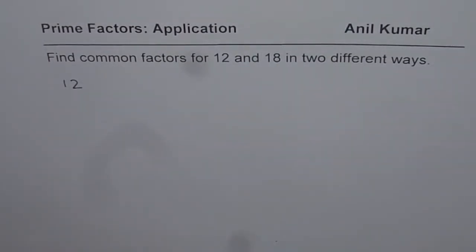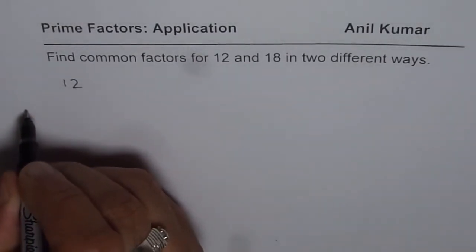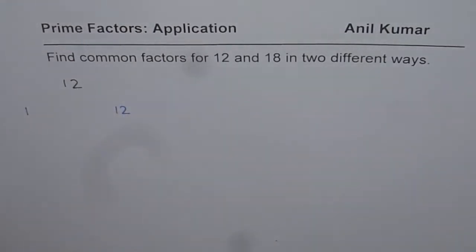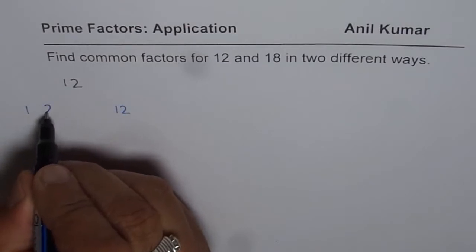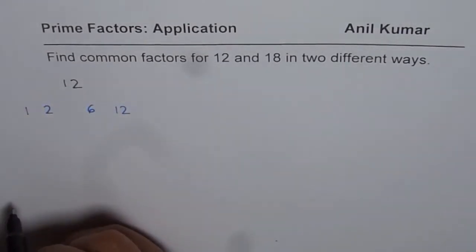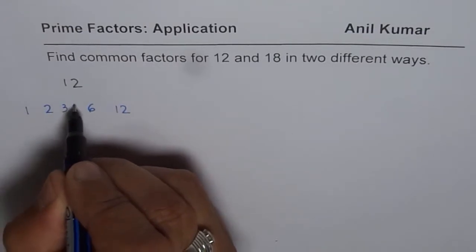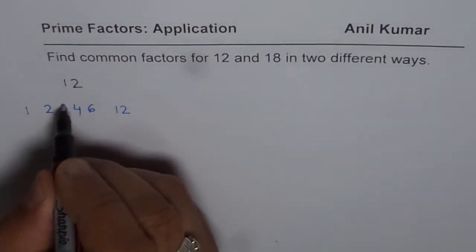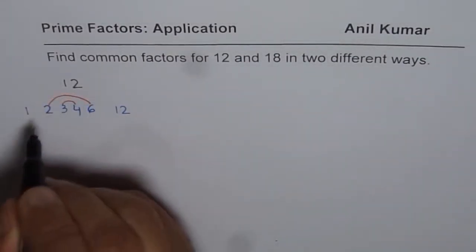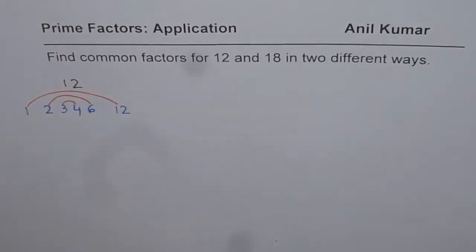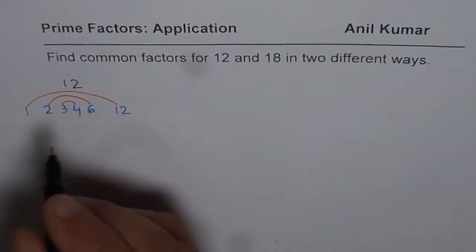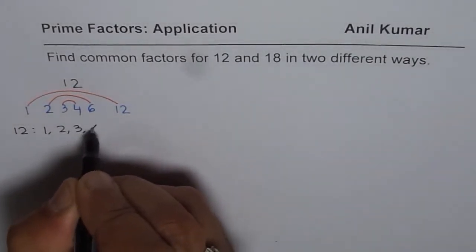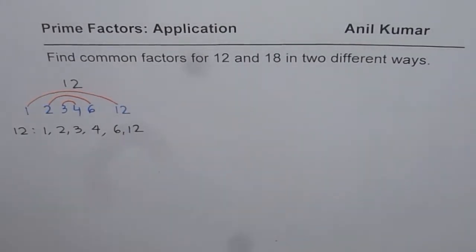If you need to find factors of 12, we can start with 1. We know 1 times 12 is 12, right? So these two are two factors. Then we know 2 times 6 is also 12, right? And how about 3 times 4? 3 times 4 is also 12. So we get all factors of 12. Now, we can write factors of 12 as 1, 2, 3, 4, 6, and 12.